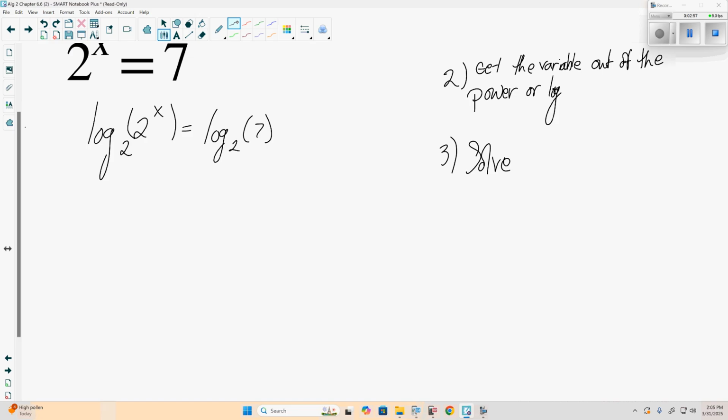One of our properties with logarithms that we had in chapter 6.5, our power property, says that if we have an exponent inside the log, we can move it to the front. So that tells us here that we have x times log base 2 of 2 equals log base 2 of 7.